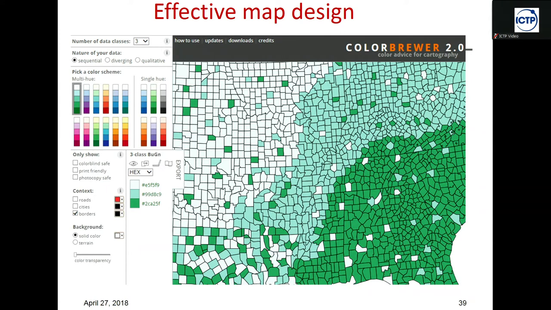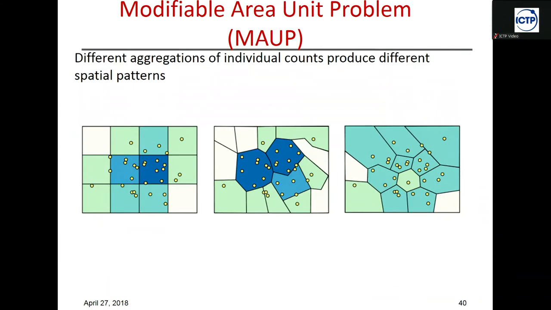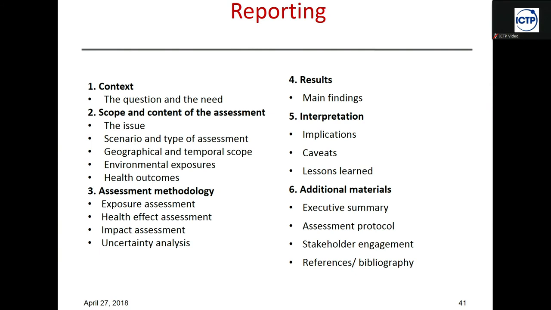So this gradation can be read. There is no red in it, so even people with color blindness can read it. I think I'll finish by saying that when you create a map, please take care of the level of aggregation that you use, because the results can change. And those are all the aspects that you should take into account when you write a report for your authorities, not a scientific paper, the report of your own health impact assessment.